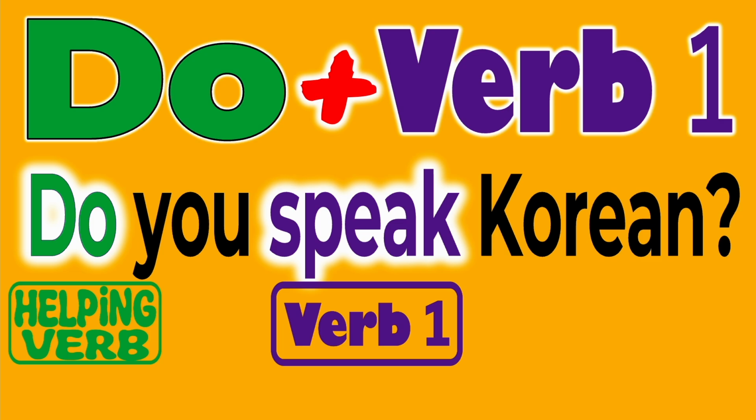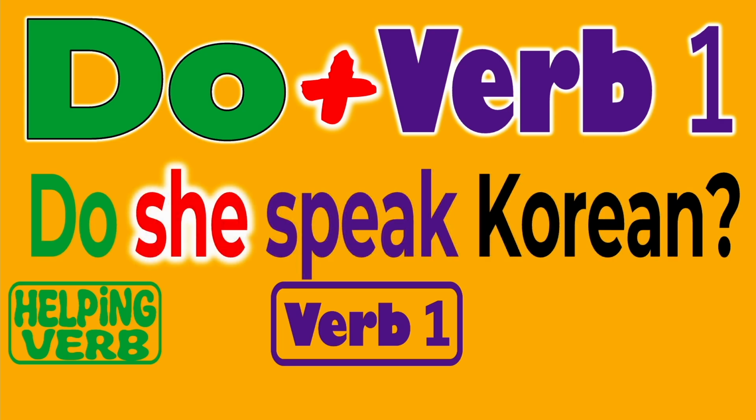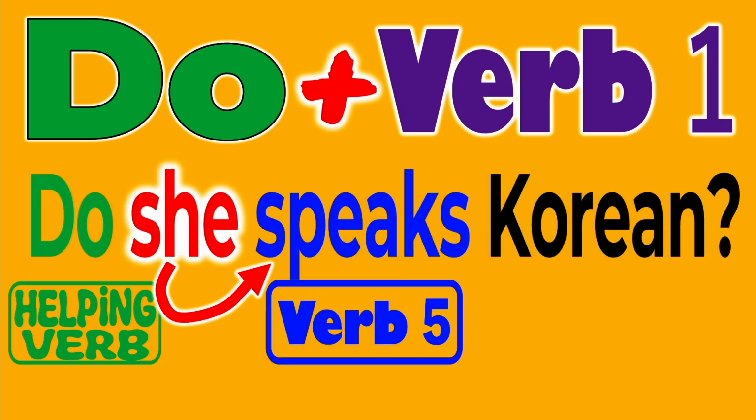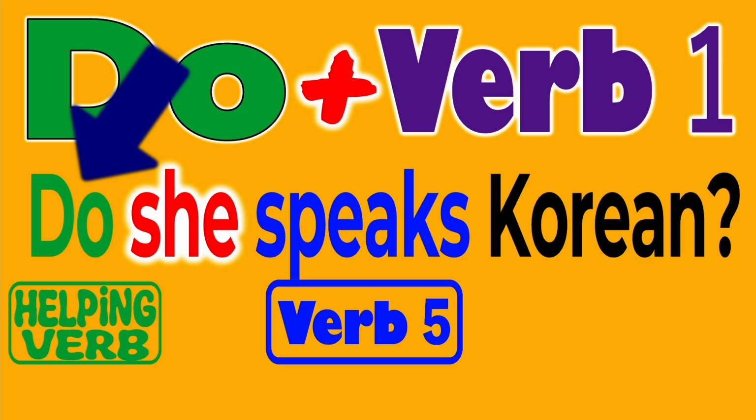But can we challenge it a little bit? What if I added she here? Well, I know that he, she, and it use verb 5. Okay? So I might be tempted to say, I have she. I know from all those videos on YouTube, I have to use verb 5 with she. All right, there we go. She speaks. Well, she speaks sounds good, but do she speaks sounds terrible. This is illegal.